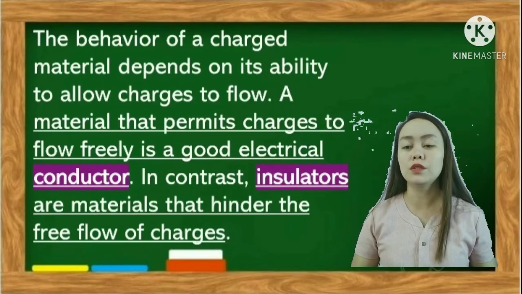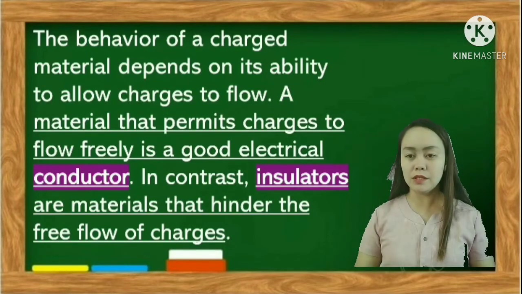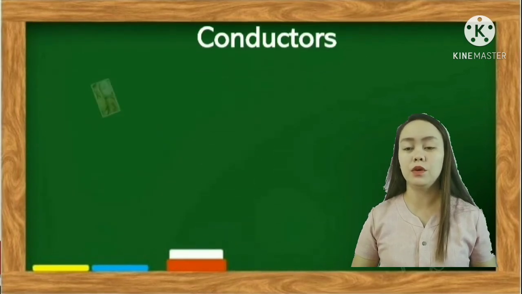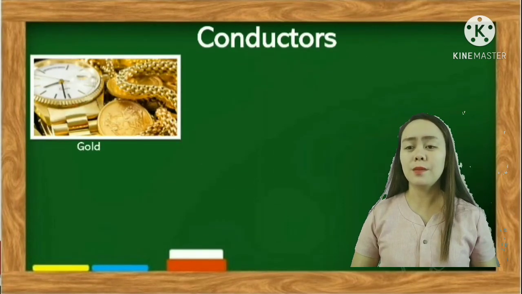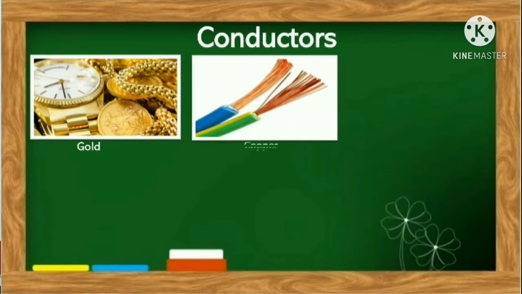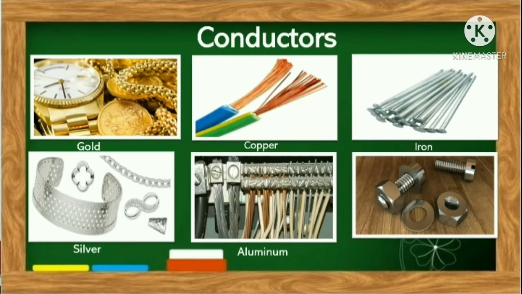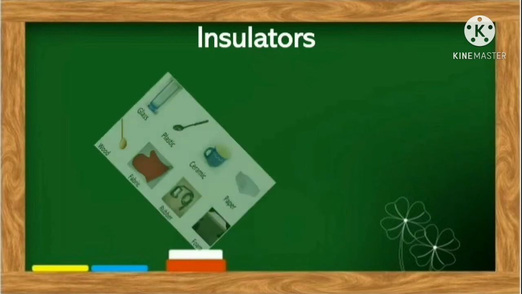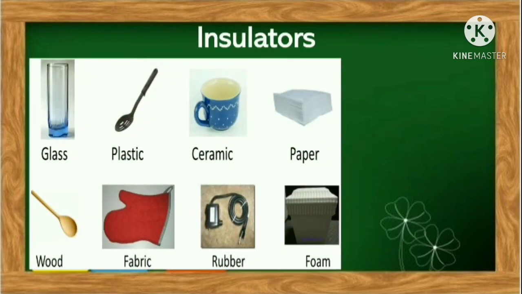The behavior of a charged material depends on its ability to allow charges to flow. A material that permits charges to flow freely is a good electrical conductor. In contrast, insulators are materials that hinder the free flow of charges. Examples of good conductors are metals such as gold, copper, iron, silver, aluminum, and steel. Examples of good insulators are glass, plastics, ceramics, papers, woods, fabrics, rubbers, and foams.